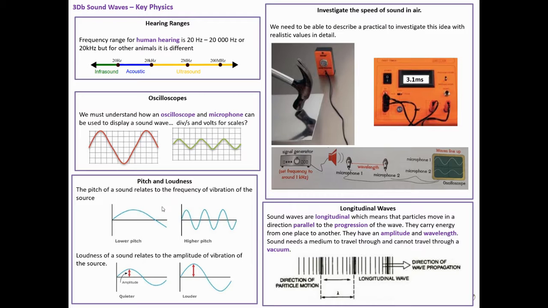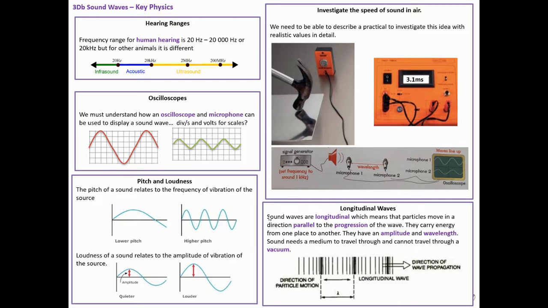And so relating to that, we need to look at pitch and loudness. So pitch relates to the frequency of vibration of the source, lower pitch, higher pitch, so more sound waves in a given time. And the amplitude, we said, was the height. So it's either louder or quieter.